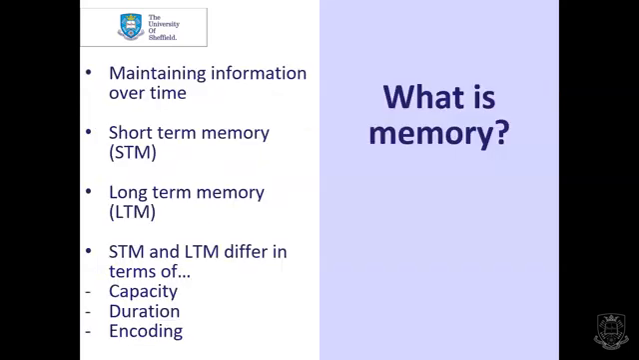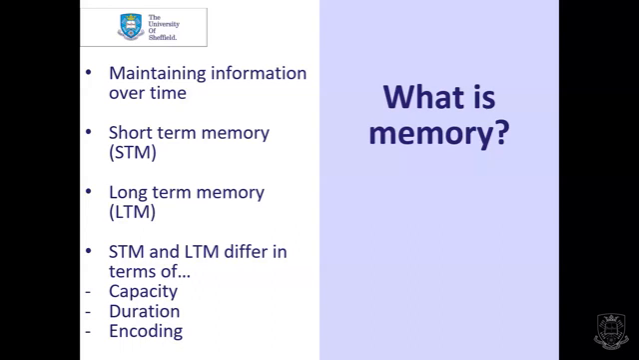What is memory? Memory captures the processes associated with storing information over a given period of time. The amount of time in which we store information for can differ, and this is accounted for by the different types of memory. Short-term memory relates to storing information for brief periods of time. Long-term memory is about storing information for a much longer period of time and potentially for our entire lifetime.